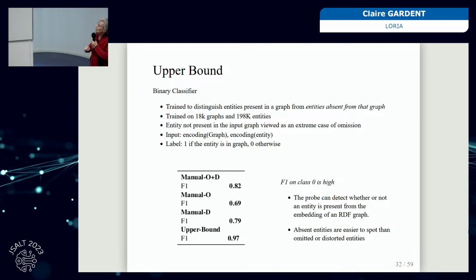So we wanted to compare this classifier with different alternatives. An obvious alternative, as an upper bound, is a classifier that tries to determine whether an entity is present or not in the graph. So not whether it's going to be omitted, but whether it's present in the graph. And you see the classifier is actually quite good at this, it's got 97% F1. So again, detecting an omission is possible, but it's not as easy, of course, as detecting a missing entity.